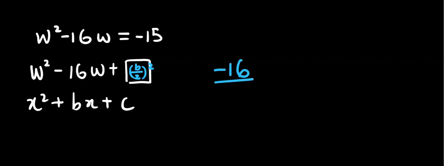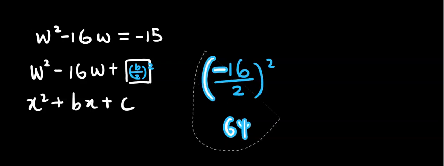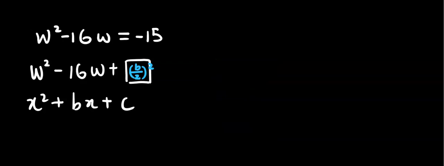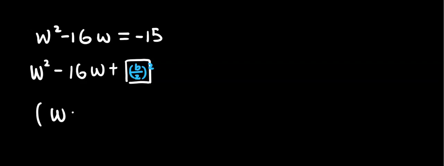Okay? Alright, so in this case, our b is negative 16. So negative 16 over 2 squared. Negative 16 over 2, that is negative 8. Negative 8 squared is 64. But you don't have to calculate, just leave it there. Because our next step, remember in the previous video, you learned, go ahead and write down the binomial squared. Once you know what c is, your binomial squared would be w minus 8.